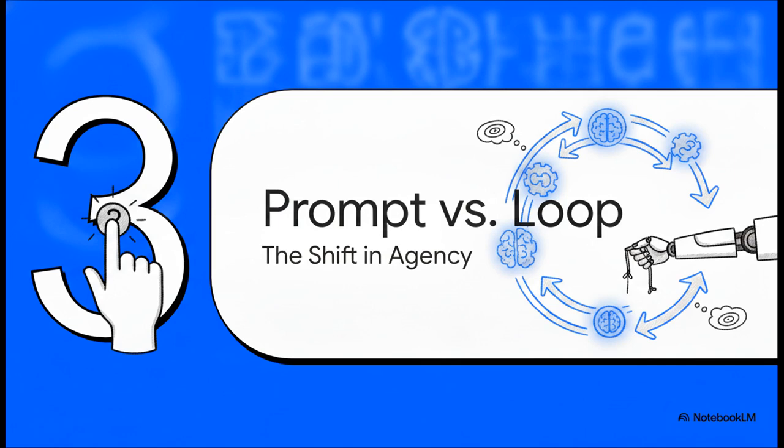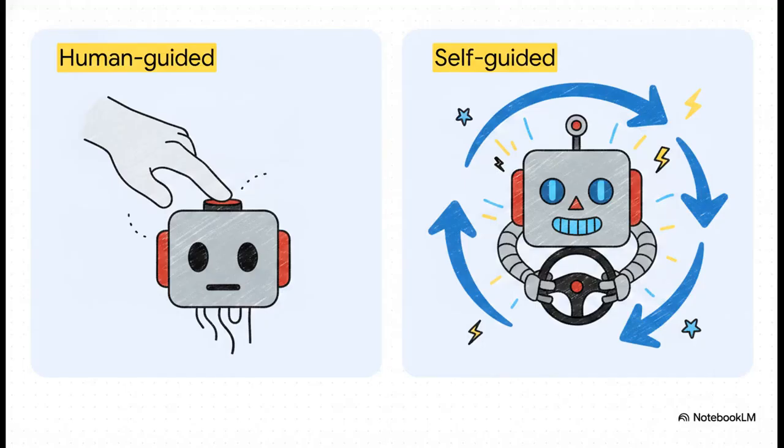Moving to section 3, prompt versus loop engineering, the shift in agency. Now, what's really interesting about this slide is that it represents a profound paradigm shift in agency. We aren't just saving time here. We're moving from a world where humans are the absolute instigators of every single digital action to a world where agents actively hold the reins of their own long-term workflows.